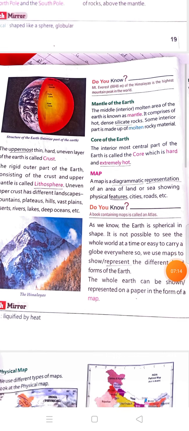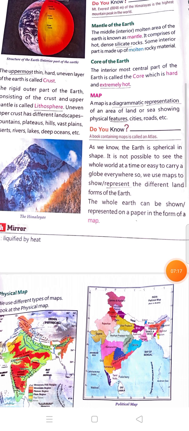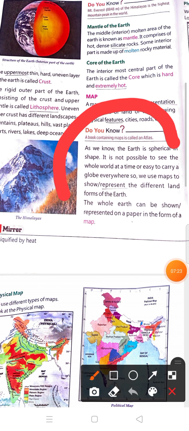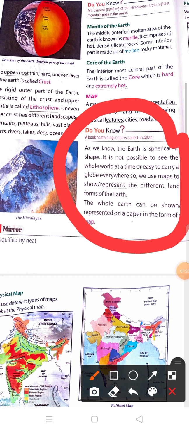Now, do you know, I am going to read this part now. Do you know a book containing maps is called an atlas? As we know, the earth is spherical in shape. It is not possible to see the whole world at a time or easy to carry a globe everywhere. So we use maps to represent the different landforms of the earth. The whole earth can be represented on a paper in the form of a map.